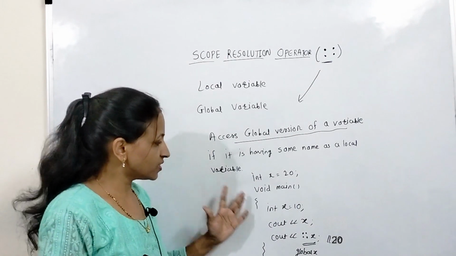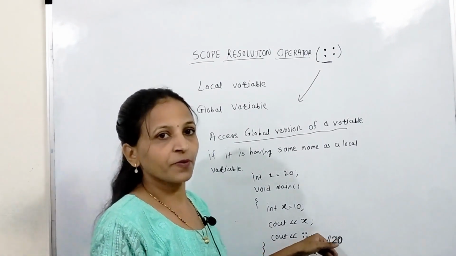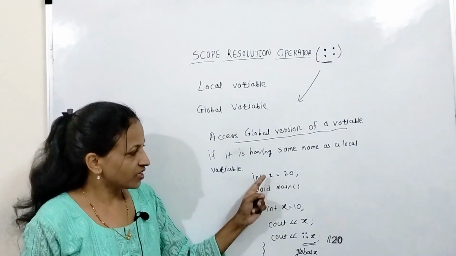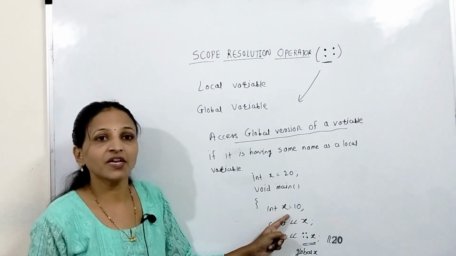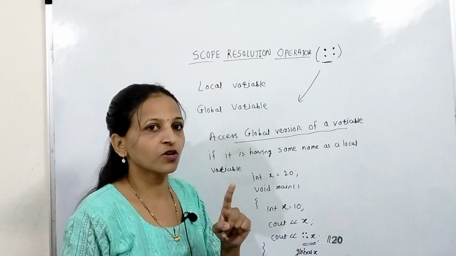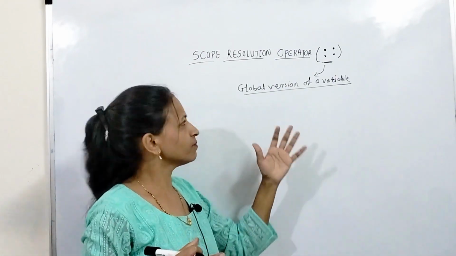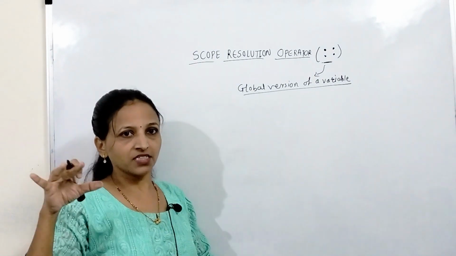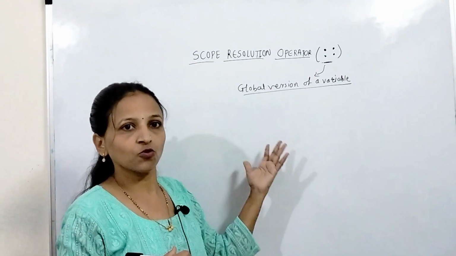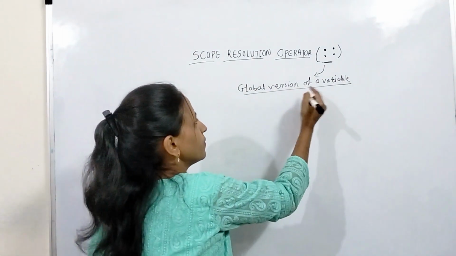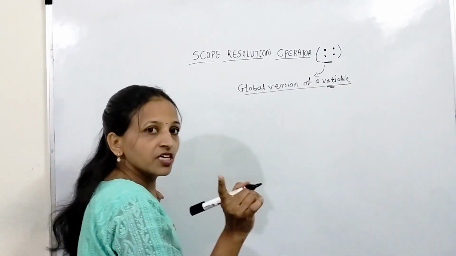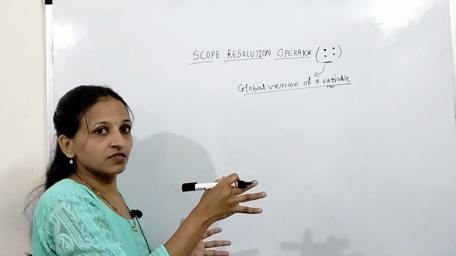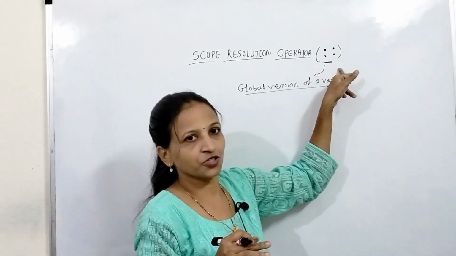You have to use the scope resolution operator to access the global version of that variable. Getting? This is just a scope resolution operator we can use to access the global version of any variable if it has the same name as a local variable. Then only. Why am I saying version? Version means it has two copies, one as a local and one as a global. If you want to access that global variable which is hidden, then you can use this scope resolution operator.